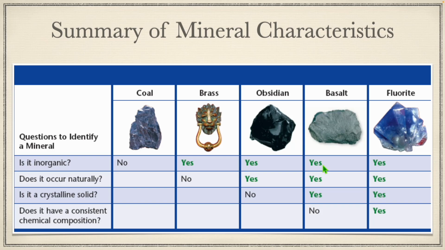Basalt, it's inorganic. Yes. Does it occur naturally? Yes. Is it a crystalline solid? Yes. Does it have a consistent chemical composition? No. So basalt has a wide range of chemical composition, so it's not going to be a mineral. And then we get to something like fluorite. Fluorite is inorganic. It does occur naturally. It is a crystalline solid, and it does have a consistent chemical composition. So that is considered a mineral. So you have to answer yes to all four of these to actually have a mineral.